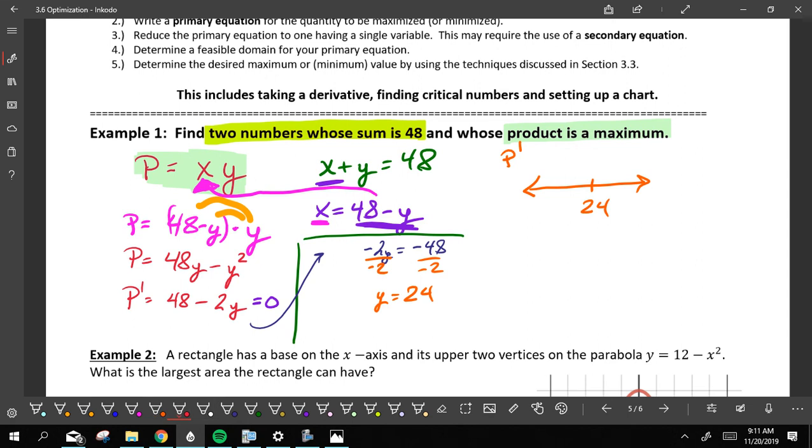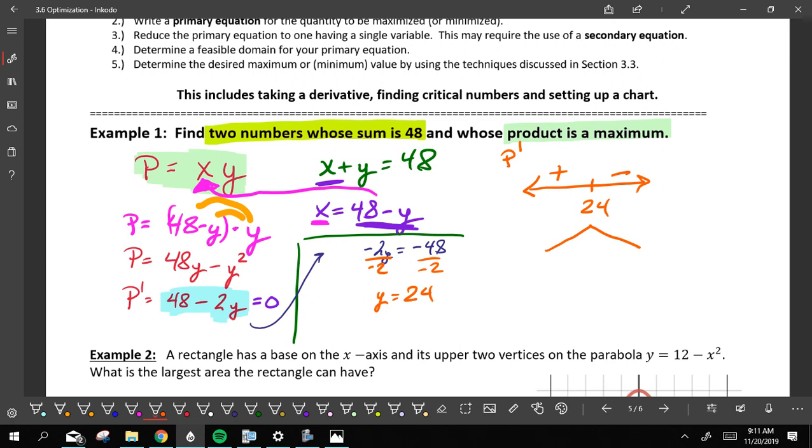If I plugged 1 into my p prime equation, because that's what I'm plugging into, I'm trying to find maximums. If I plug it in right here, 48 minus 2, is that positive or negative? Positive. A number bigger than 24, like 48. If I plug 48 into this equation, it'd be negative. Is 24 a maximum? Yes, because p prime changes from positive to negative. It's changing, f is changing from increasing to decreasing. So 24 is a maximum.